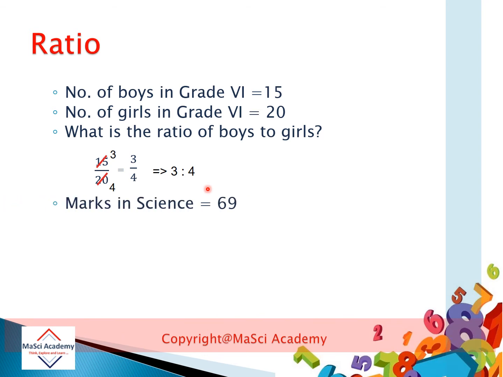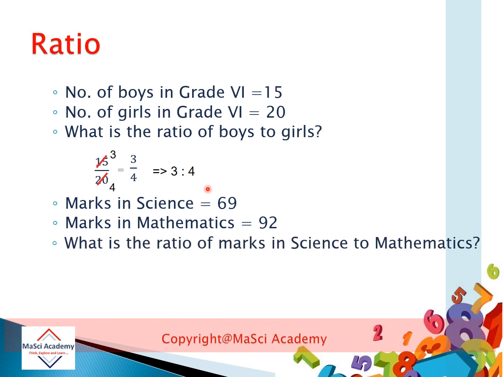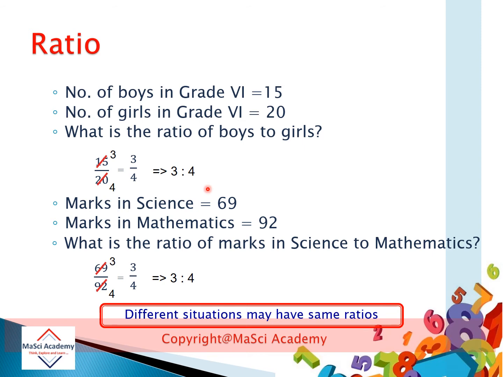Another example. Suppose one of the students in the class gets 69 marks in science and 92 marks in mathematics. So what is the ratio of the marks in science to mathematics? 69/92. And when we reduce this to lowest form, it comes out to be 3/4, that is 3:4. So what do we see? There are different situations that may have same ratios. In both these situations, the ratio is 3:4.